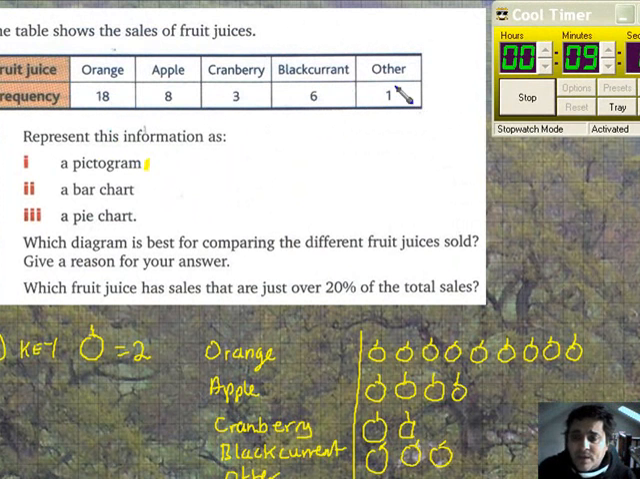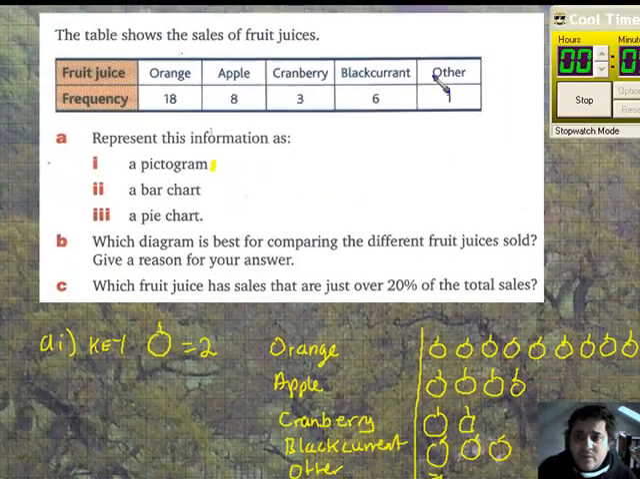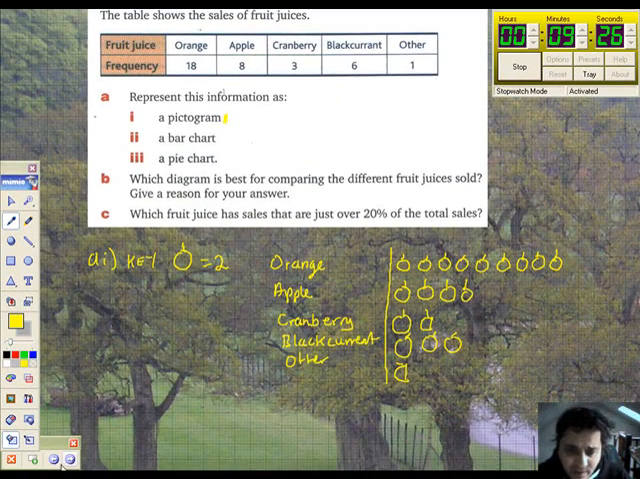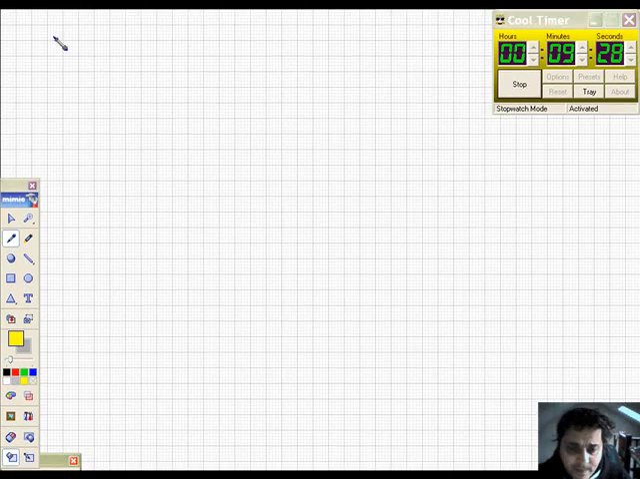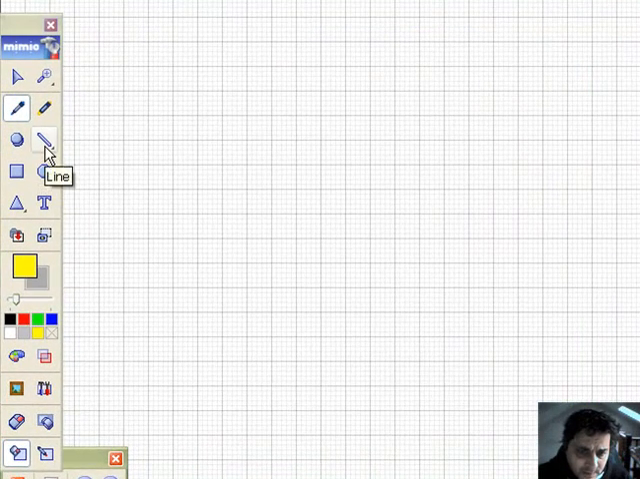There's no point trying to economise because the other is only one part of the bar tool. So I'm going to go from 0 to 18. 1, 2, 3, 4, 5 bars. Let me try and construct that semi-skillfully. Right, which one is it now? I think I'll go for that one.